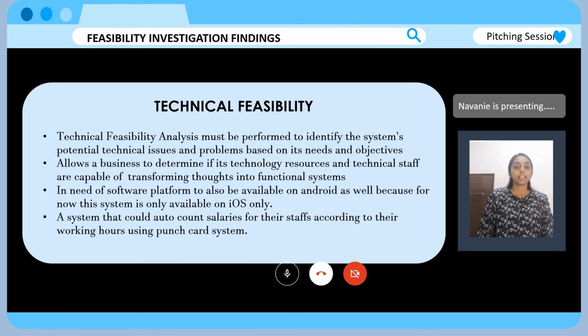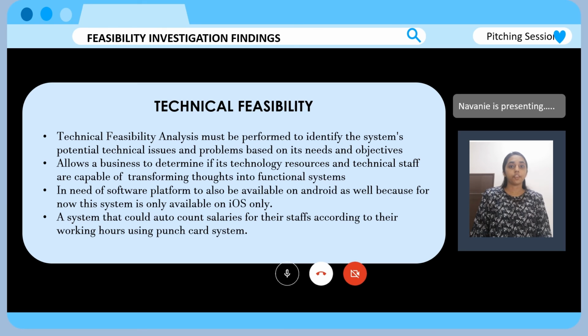Thank you. Technical feasibility. Before developing a new system, a technical feasibility analysis must be performed to identify the system's potential technical issues and problems based on its needs and objectives. It allows a business to determine if its technology resources and technical staff are capable of transforming thoughts into functional systems. The proposed system hardware and software needs are evaluated as part of technical feasibility.